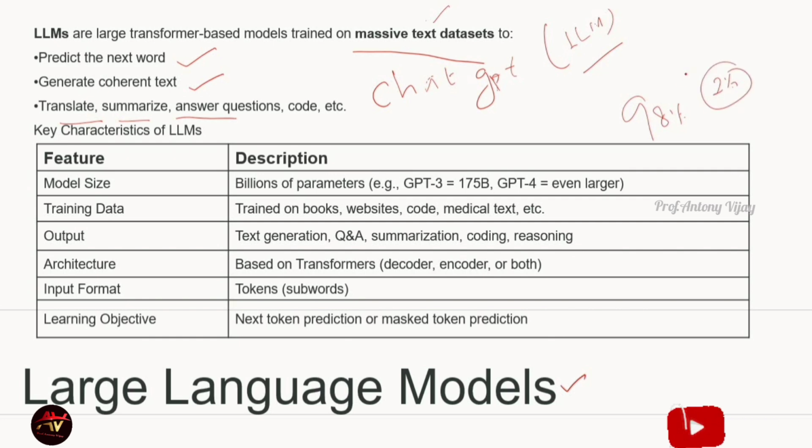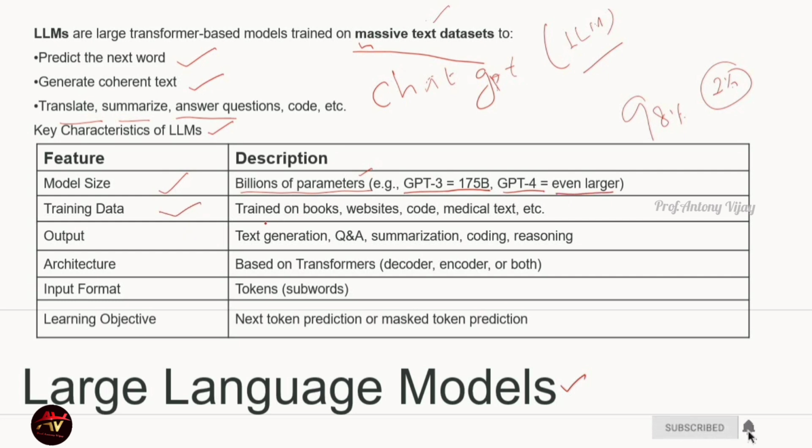Okay, so for this we need some characteristics in order to work like this. The first one is model size. Model size will be very high. It is billions of parameters because this is a large language model. It is not a normal one, it deals with massive amounts. For example, GPT-3 has around 175 billion parameters, and GPT-4, the next version of GPT, is even larger. And the next one is training data.